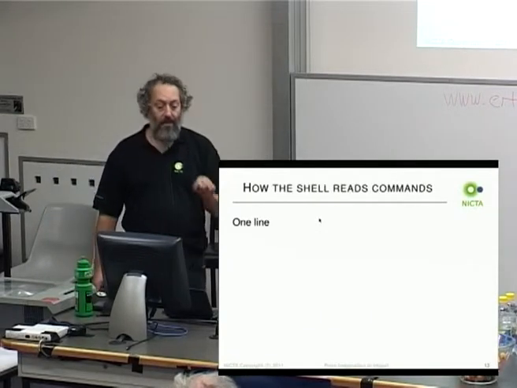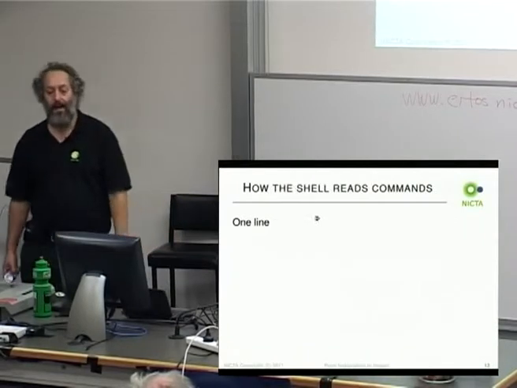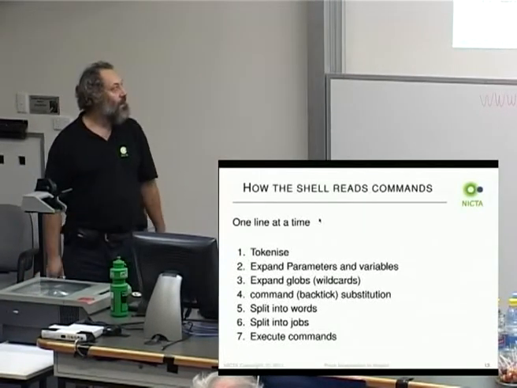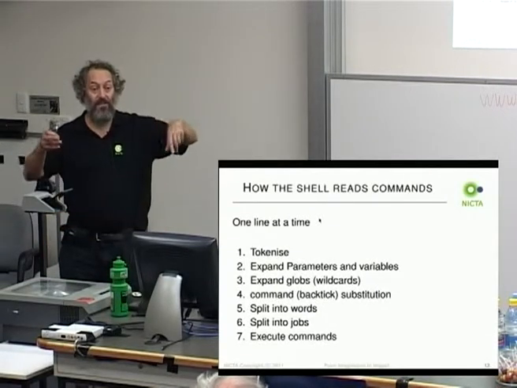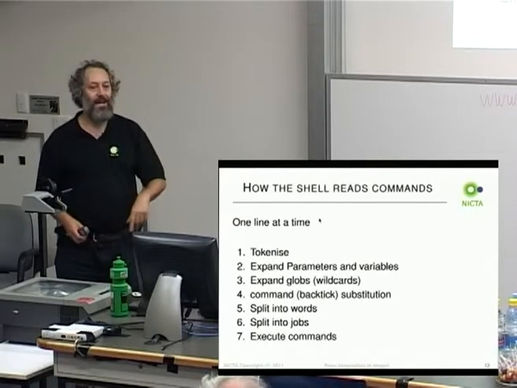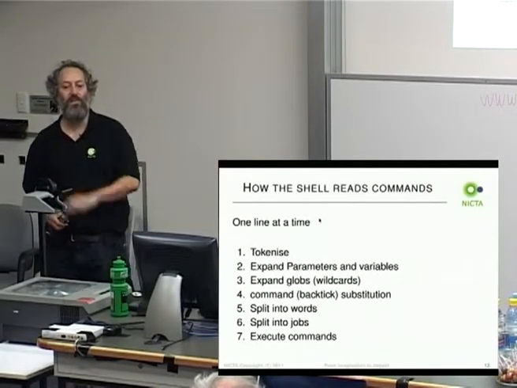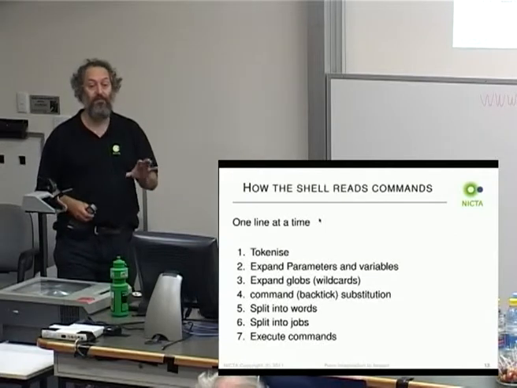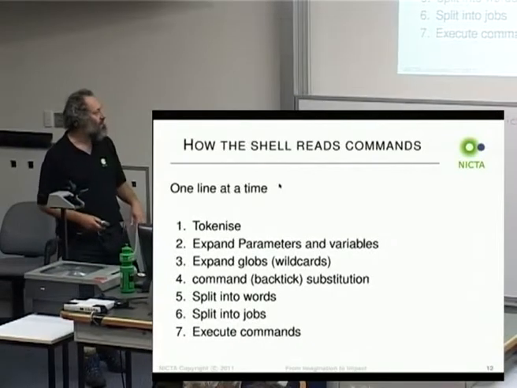Okay. The thing that most beginners get wrong is how the shell actually reads things into its input. It reads it one line at a time, very slowly. The first thing it does is tokenize the line that's there. It then looks for variables and parameters and expands those, and just does string substitution. It then looks for wildcards and expands those. It then does command substitution, either with the backticks or there's another syntax which we'll show you later. Then it splits it into words using the shell variable IFS, which we'll come to later as well. It then splits it into jobs, where jobs are separated by semicolons or double pipes or double ands or whatever. We'll come to those in a little bit too. And finally, executes the commands.